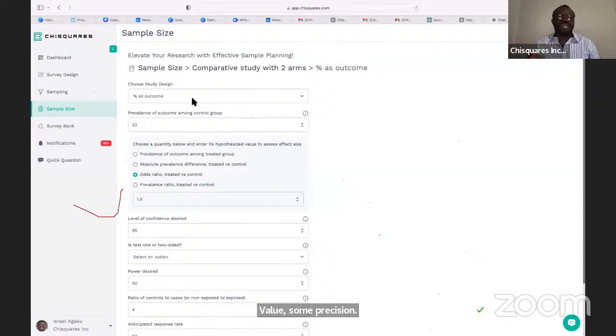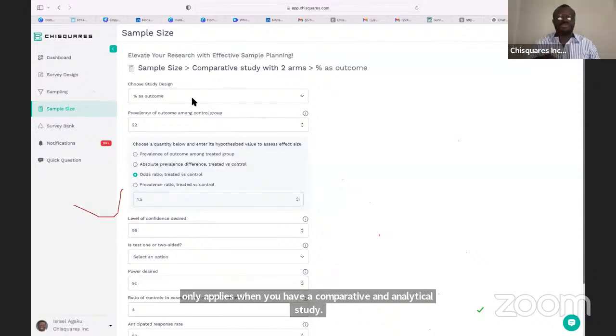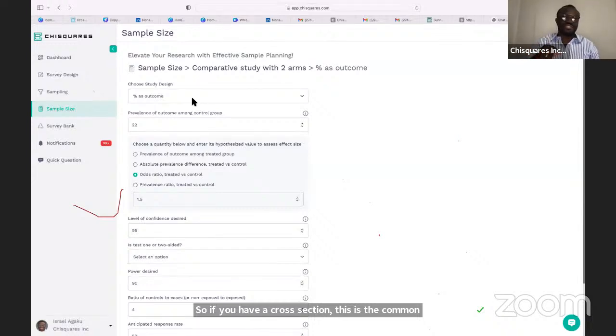Power only applies when you have a comparative and an analytical study. So if you have a cross-sectional study, this is a common mistake you see: people talking about power in the context of a survey. Like, that doesn't even make sense, right?